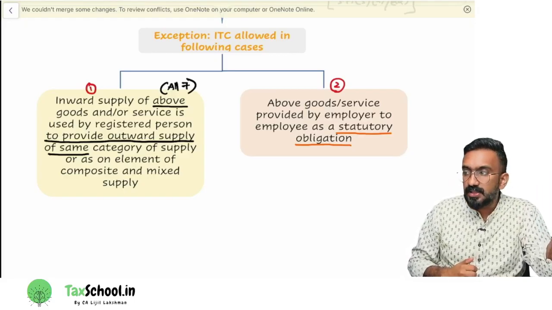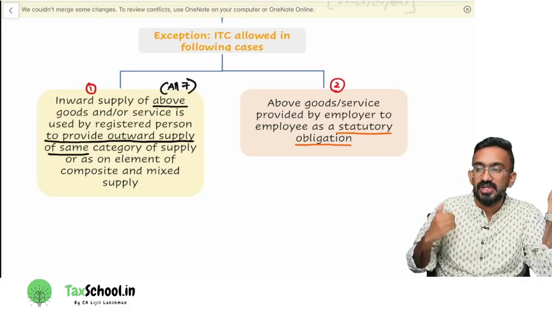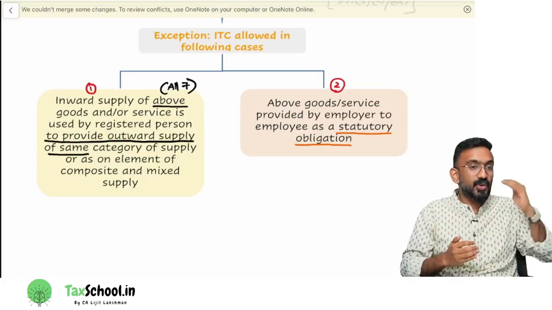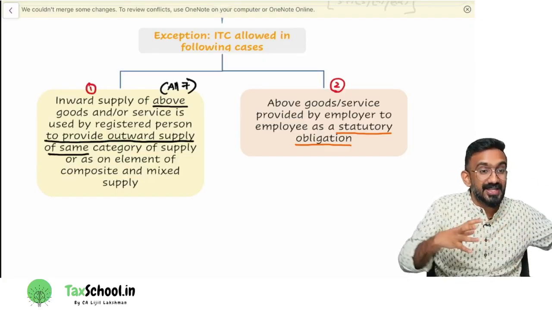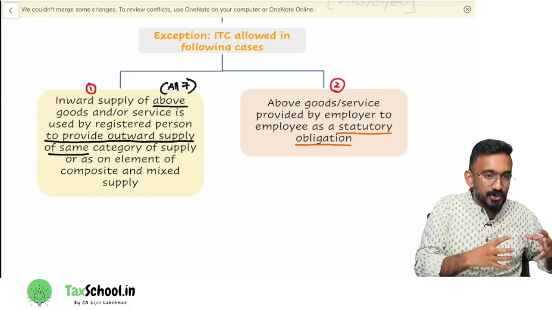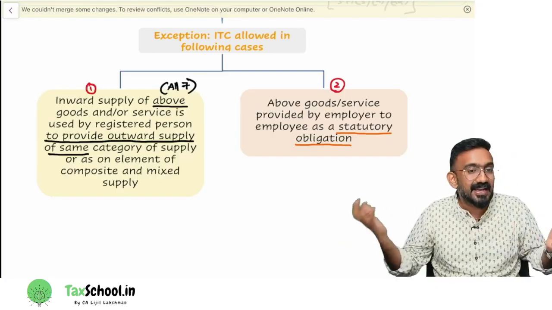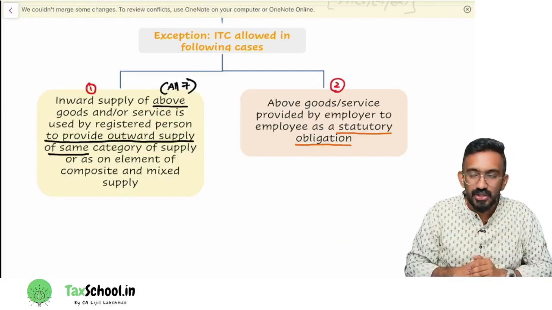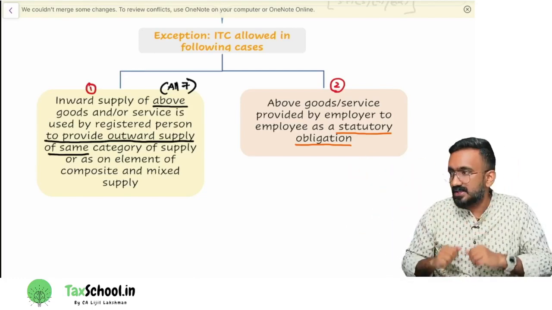Question to you guys would be this: Can Air India take the input tax credit on GST paid on catering services? Yes. Why? They are providing an outward supply, which is transportation of passengers with the food as a composite supply. In their composite supply, one element is food that they are giving to the passengers. So they can take ITC on whatever GST paid on inward supply. Are you guys understanding this? So that's why they said it could be as an element of composite mixed supply. It's kind of a similar setup.